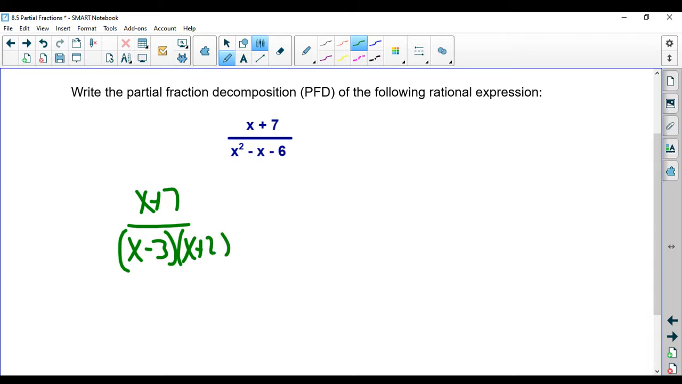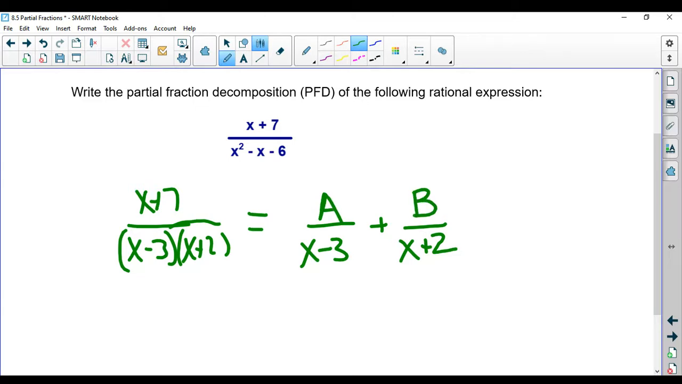Now, for linear factors such as these, a fraction will always decompose into, so I'm going to put equals, two fractions with each of the factors. If there's more than two factors, then it would be three fractions and so on. And now the tops of these fractions will be constant numbers. So I'm just going to use a capital A and a capital B. So what we're going to do is solve for A and B, and then we'll get the partial fraction decomposition.